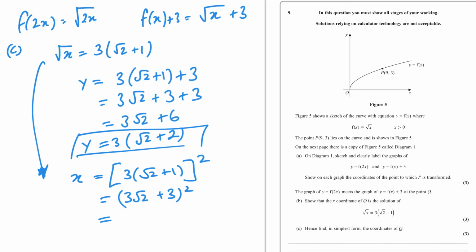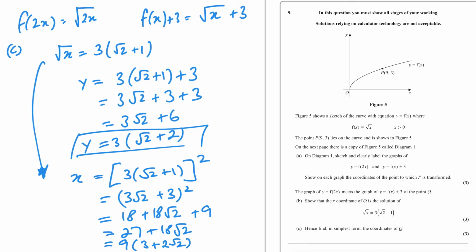And if I'm squaring something, I square the first. So 3 root 2 is going to become 9 times 2, so that's 18. And then I square the last, and it's twice the product. So 3 times 3 root 2 is 9 root 2, so it's going to become 18 root 2. So you can see here I got 27 plus 18 root 2. And I could take a 9 out and leave it as 3 plus 2 root 2 as another option.